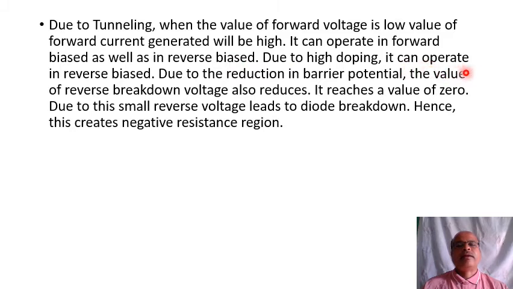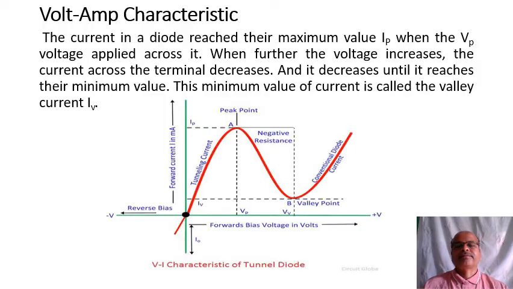Due to high doping, it can operate in reverse bias. Due to the reduction in barrier potential, the value of reverse breakdown voltage also reduces. It reaches a value of 0. Due to this, a small reverse voltage leads to diode breakdown. Hence, this creates a negative resistance region.